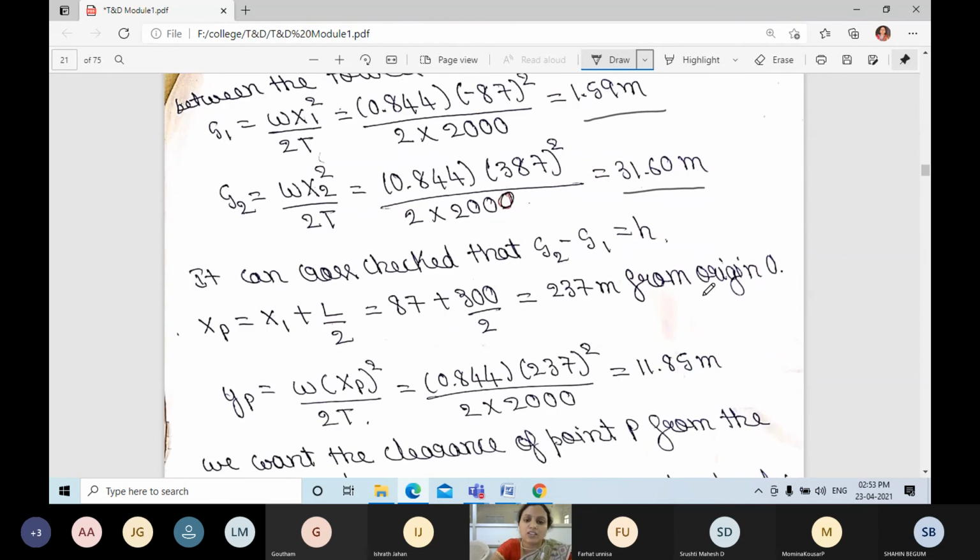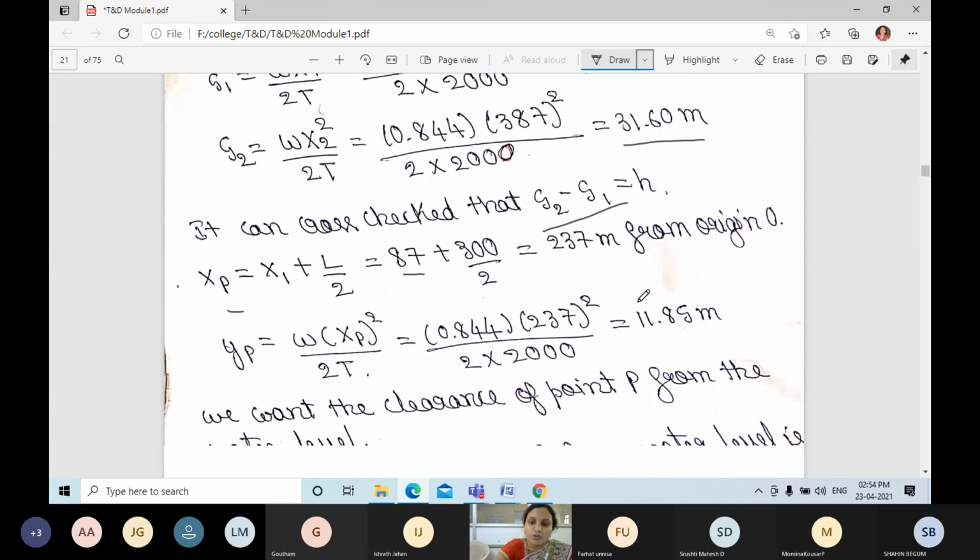Next we can cross check that S2 minus S1 is equal to H. But here xp is equal to x1 plus L by 2. x1 is 87, we got the negative value. 87 plus 300 divided by 2 is equal to 237 meter from origin O.